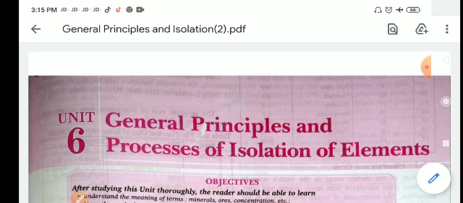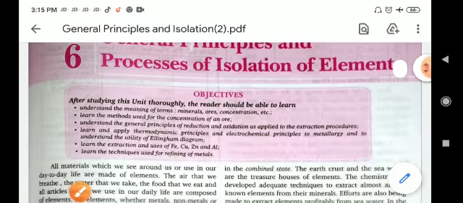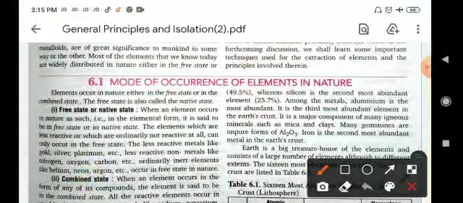Today in this class we will discuss Unit 6, that is, general principles and processes of isolation of elements. From your exam point of view, in your board exam, 6-mark questions will come from this chapter. Okay, so it is an important chapter. Basically, the process of isolation of elements is collectively known as metallurgy.